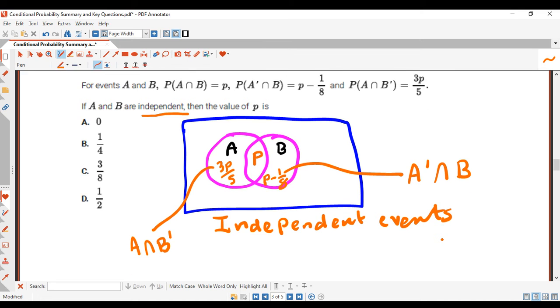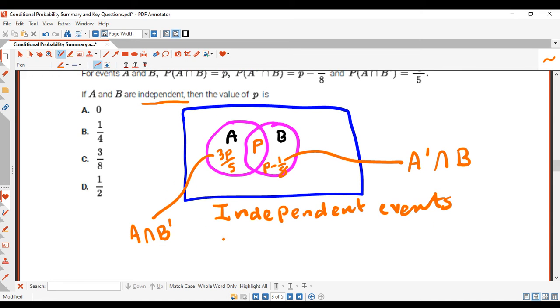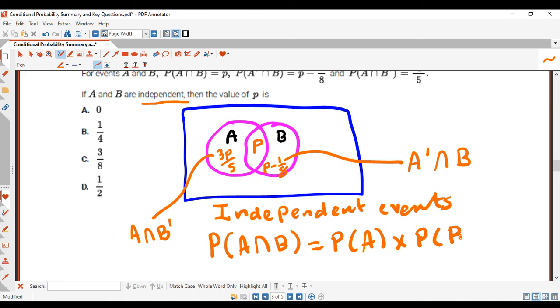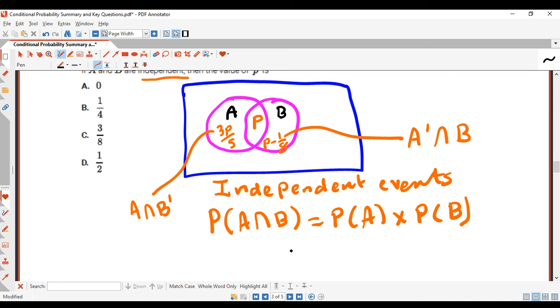Right. Now that means that the probability of A and B, which is the intersection, A intersect B, is the probability of A multiplied by the probability of B. Okay, so we know that, and now we can work out the answer. Because we know that the intersection of the probability is P, so I'm just going to do a substitution here. So this will be P. Now, the probability of A is the entire circle of A. So that means the 3p on 5 and the p. So let's add those together.